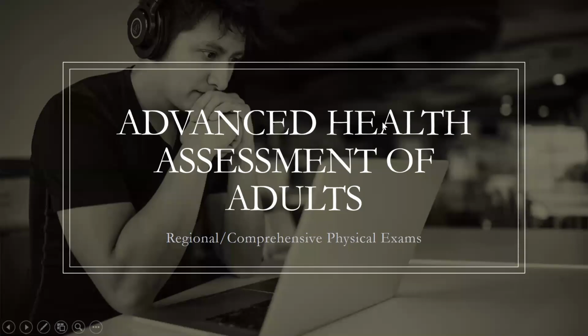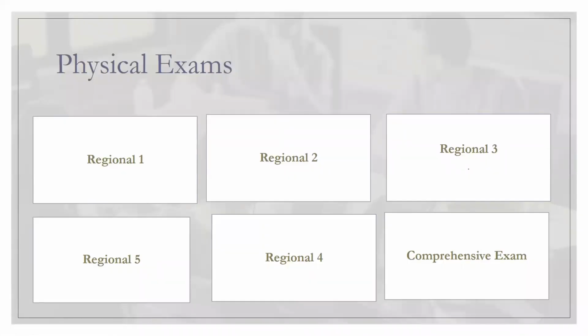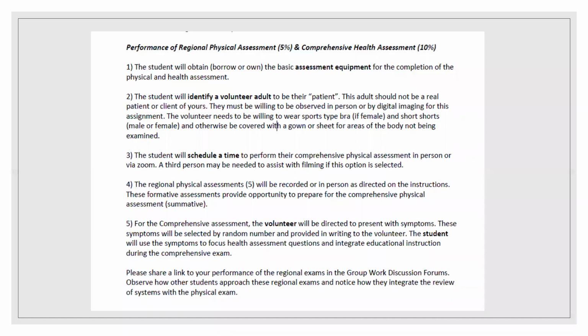Advanced Health Assessment of Adults, Regional and Comprehensive Physical Exam. In this course, you will perform 6 physical exams with an actual simulated human being. So unlike the use of Shadow Health, where we're using artificial intelligence, in this case, you will practice the physical exam using equipment along with a human adult volunteer. Altogether, there are 5 regional exams and 1 comprehensive exam.